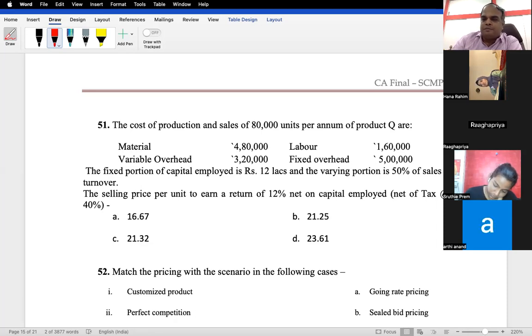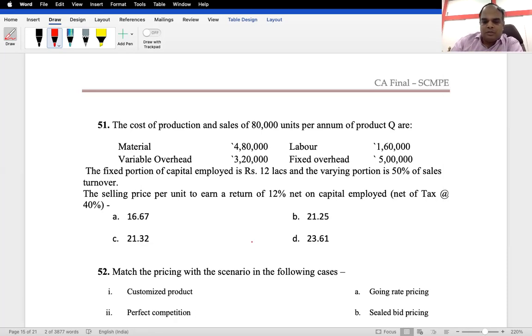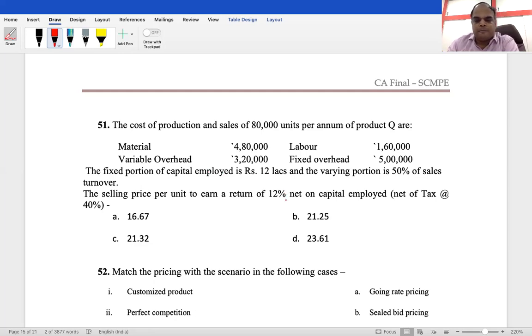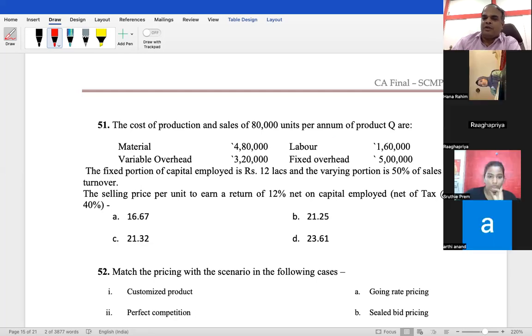That is equal to 12 lakh into 12 percentage plus 40,000 x. Am I right? 40,000 x into 12 percentage. Are you able to follow? So how much is the required profit, required selling price? 1,44,000 plus 40,000 x into 12 percentage, that we have to match. Am I right? This is one side of the equation. Are you able to follow?